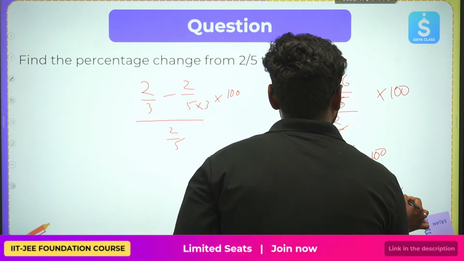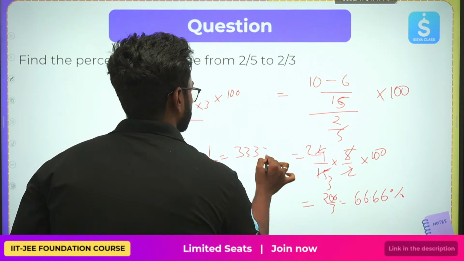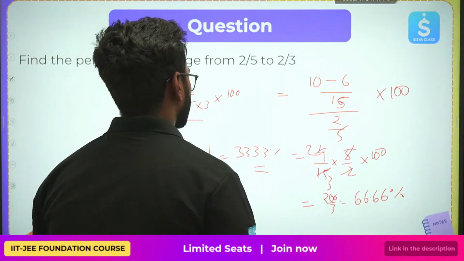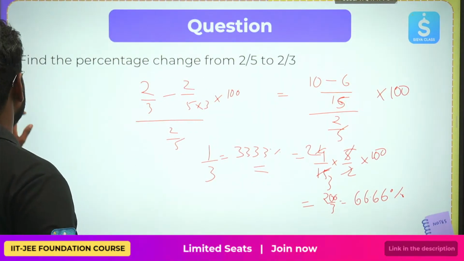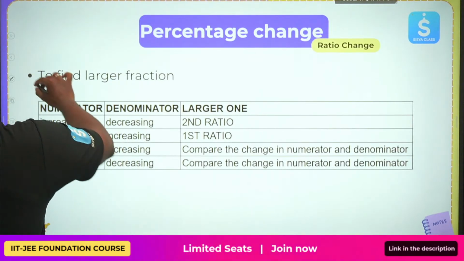66.66%. 1 by 3 is basically 33.33%, Nana. So double it would be 66.66%. Right.